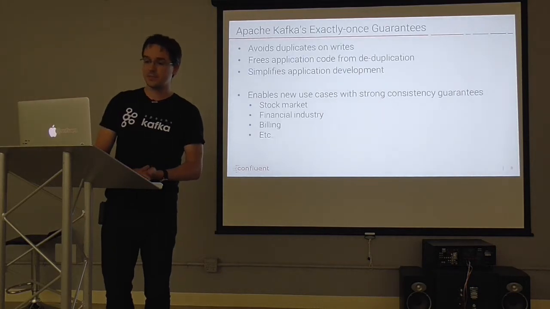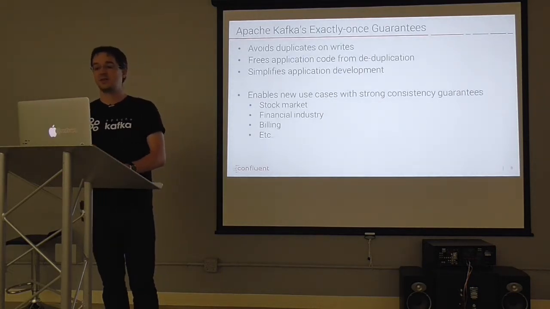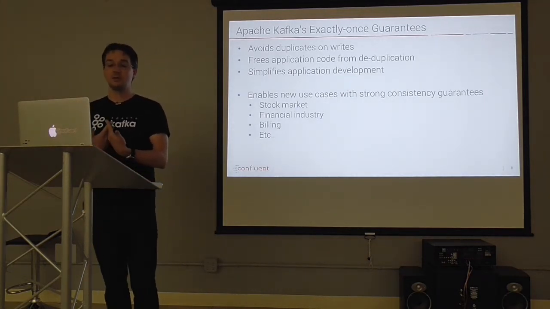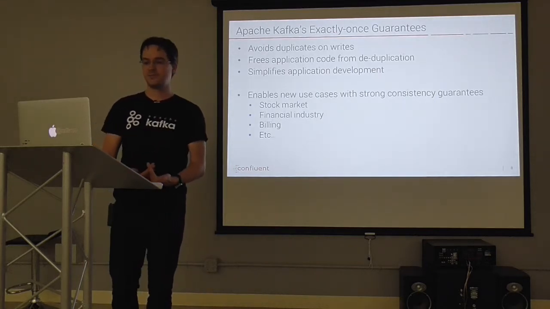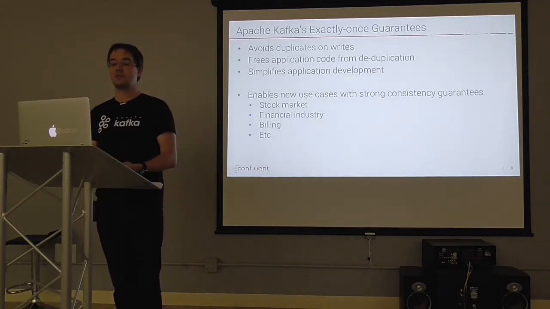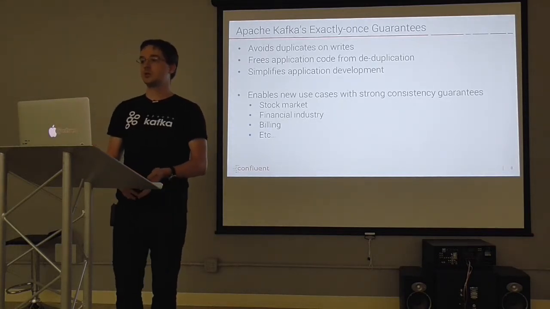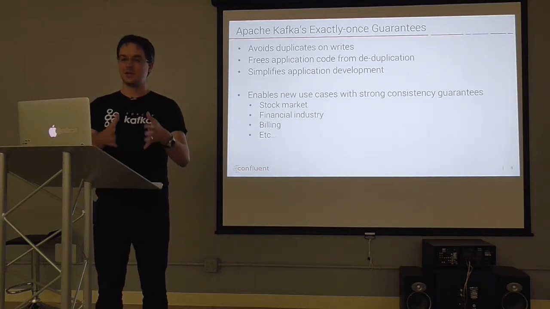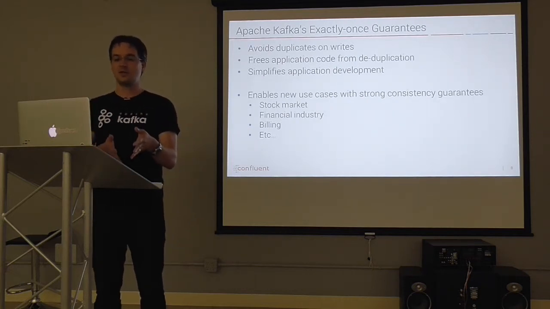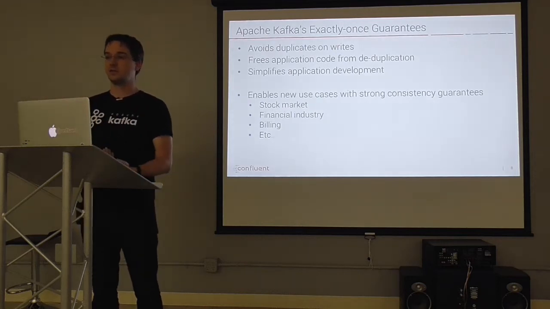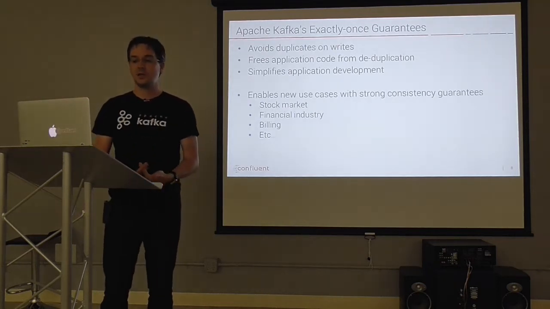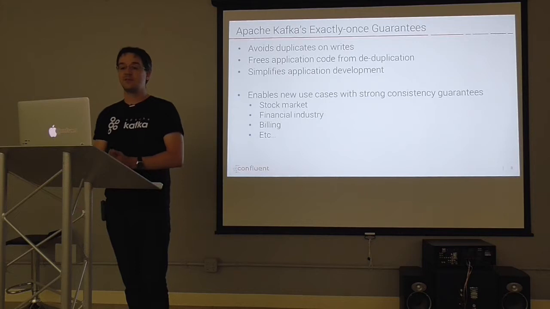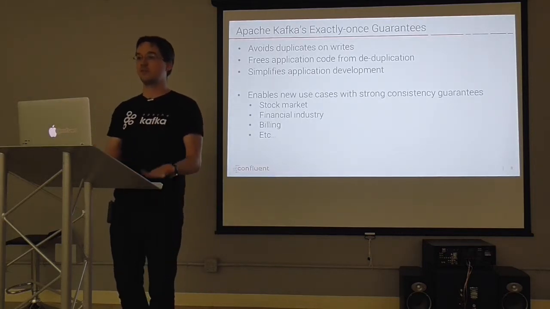So why is it important? What does the Kafka exactly once guarantee actually give you? On the one hand, it avoids duplicate writes into your Kafka cluster. And that means it frees your application from including deduplication code. So if you write an application and you don't have exactly once, it might happen that duplicates are in your data when you write. And then your application needs to take care of those duplicates. It needs to handle it. And that's super, super hard. But with exactly once, this requirement goes away. And that means it simplifies your whole application development because it simplifies your code base.